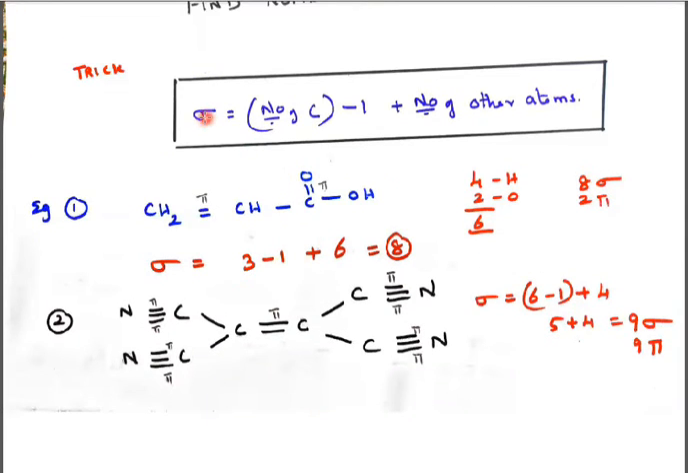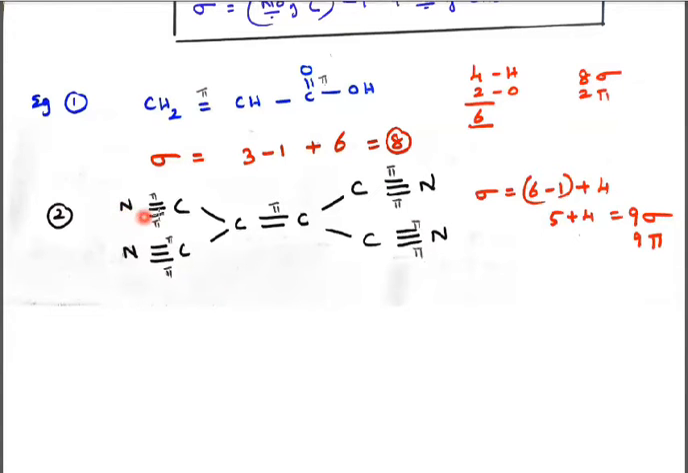Once again, I'll repeat: sigma equals number of carbon minus 1 plus number of other atoms other than carbon atoms. So other than carbons are 2 hydrogen, here 1 hydrogen 3, and here a 4th hydrogen, and then 2 oxygen. Totally other atoms are 6. Now you find out the number of carbons. 1, 2, 3 carbon is there. So as per the trick, to find the sigma bonds, 3 minus 1 plus other atoms 6. So totally it is 8. So 8 sigma bonds and 2 pi bonds.